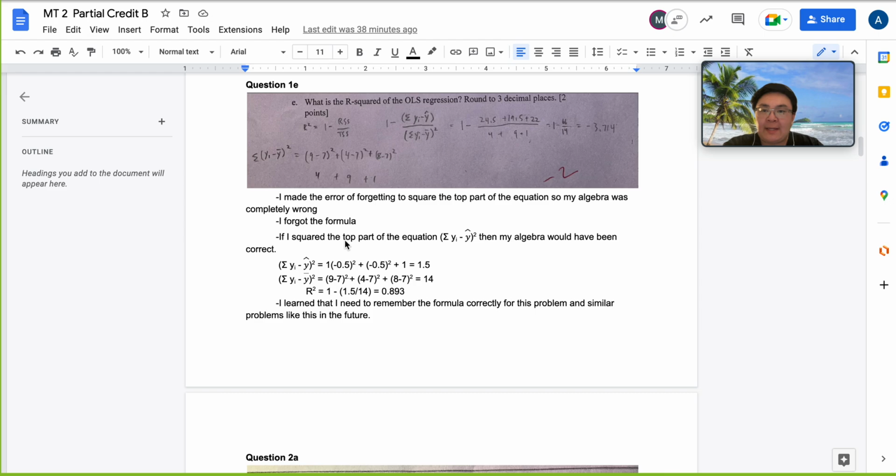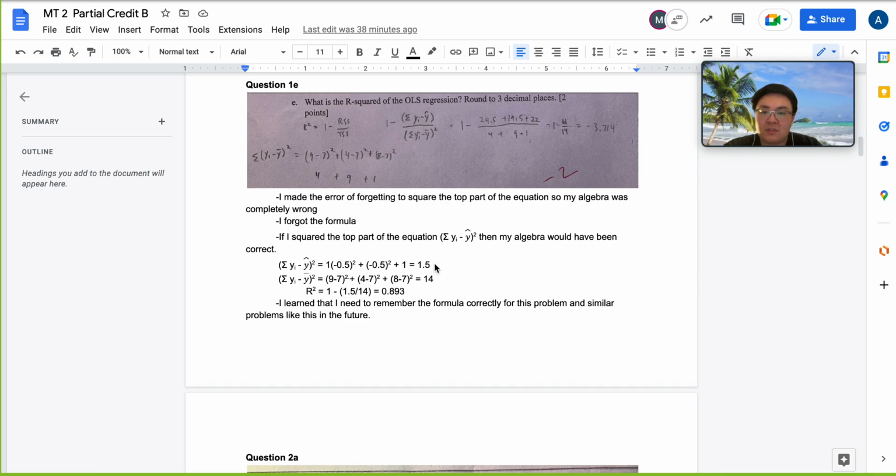For question 1e, it is asking us, what is the r squared of the OLS regression rounded to 3 decimal places? R squared is found by using the formula 1 minus the residual sum of squares divided by the total sum of squares. In this case, the residual is the summation of yi minus y hat squared, and the total sum of squares is found by yi minus y bar squared. From the previous part, we found that the summation of yi minus y hat squared is equal to 1.5, except in that case we square rooted it.